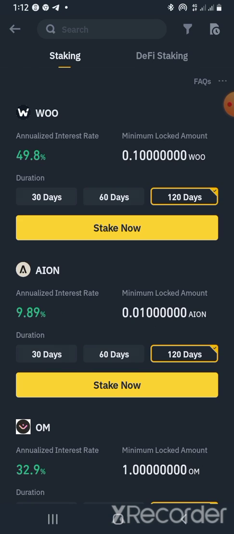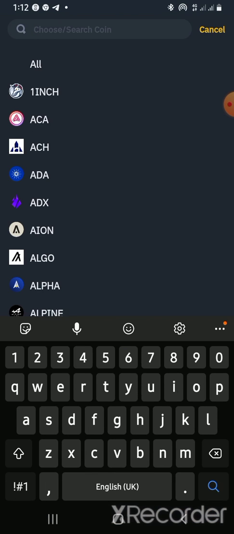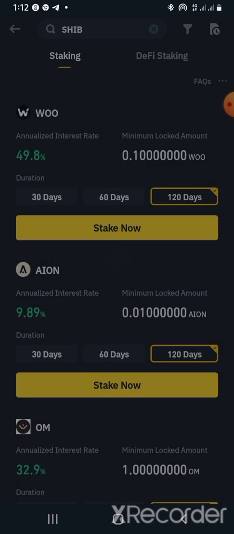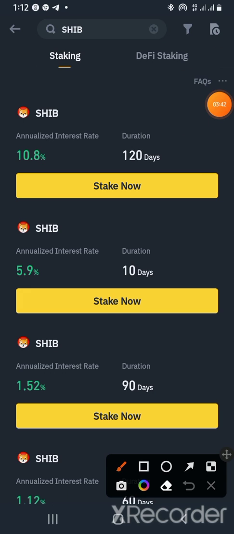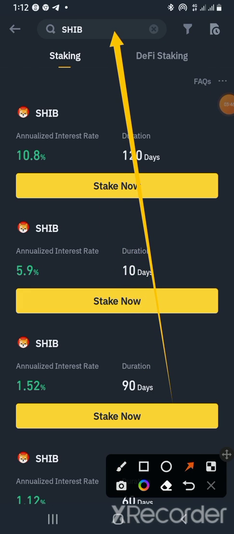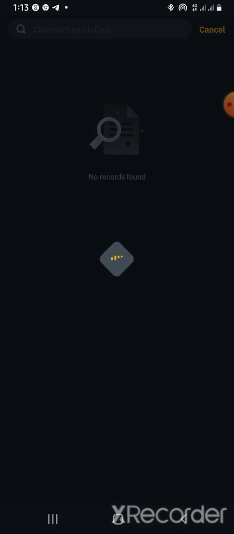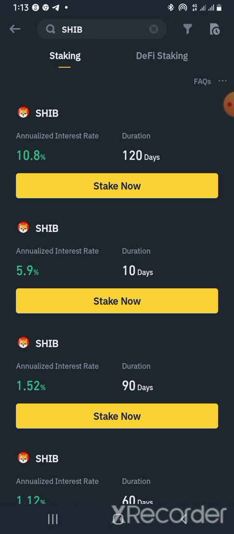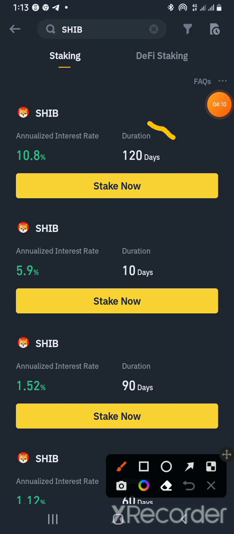So I'm going to use one particular coin that is very popular as an example for this. So let me use like the Shiba Inu. You can as well search for the coins you would like to stake using this search function, here where my arrow is pointing. So once you click here, you can search for any of the coins you need, like I just searched for Shiba. So these are the 4 or 5 different time periods for Shiba Inu and the interest rate. So you can see for 120 days, if I stake it for 120 days.